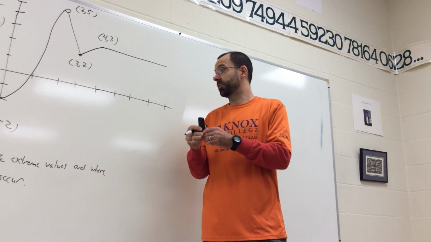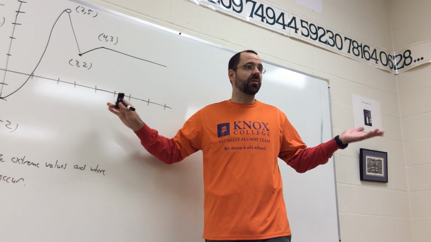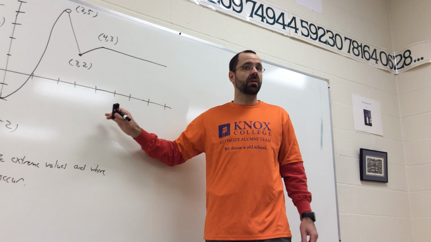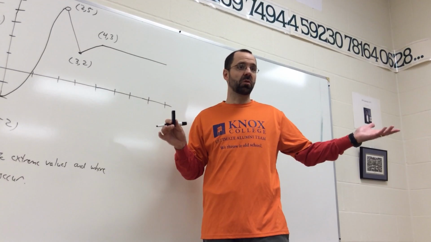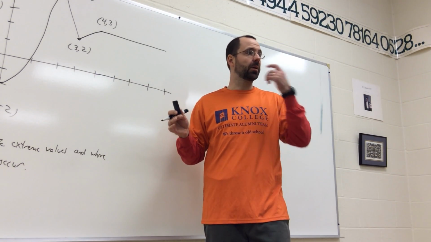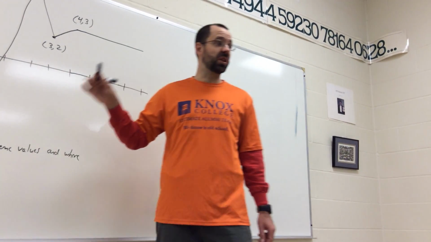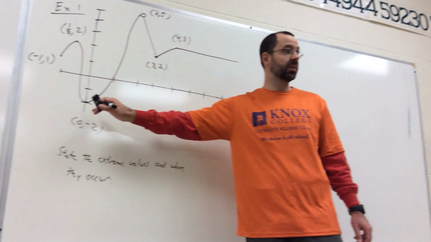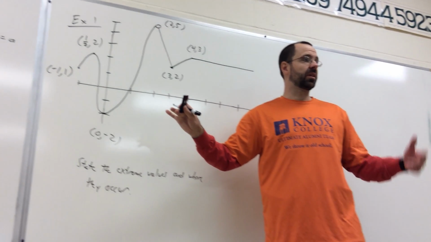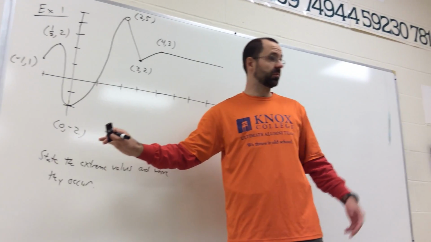Okay, so just give me one extreme value and where it occurs. Could be local or absolute, doesn't matter. Okay, there's an absolute minimum at 0, and the minimum number is -2.